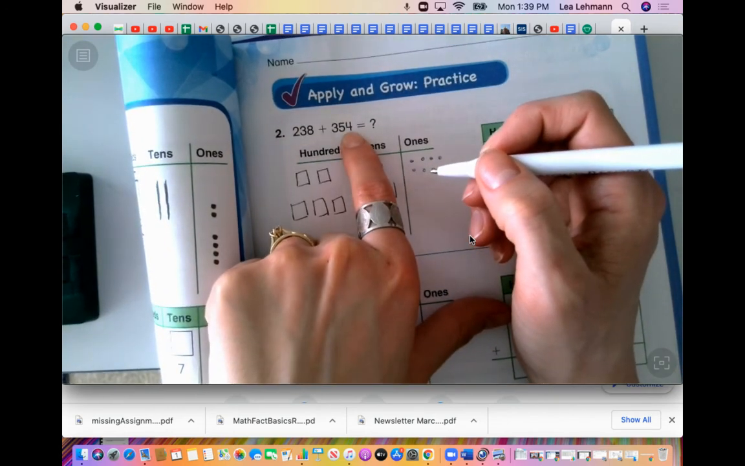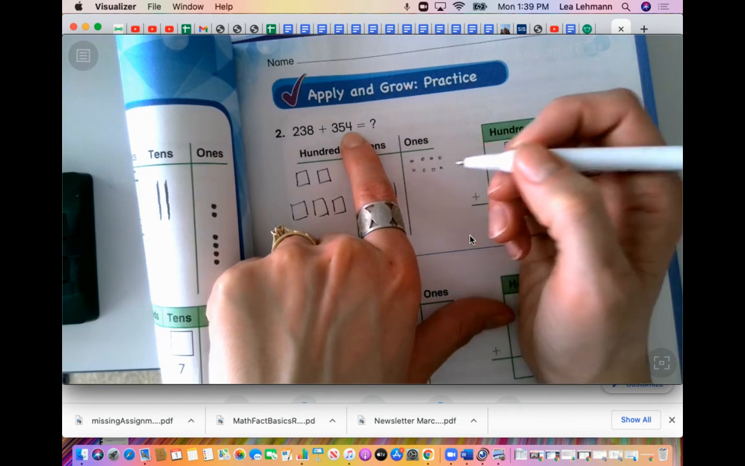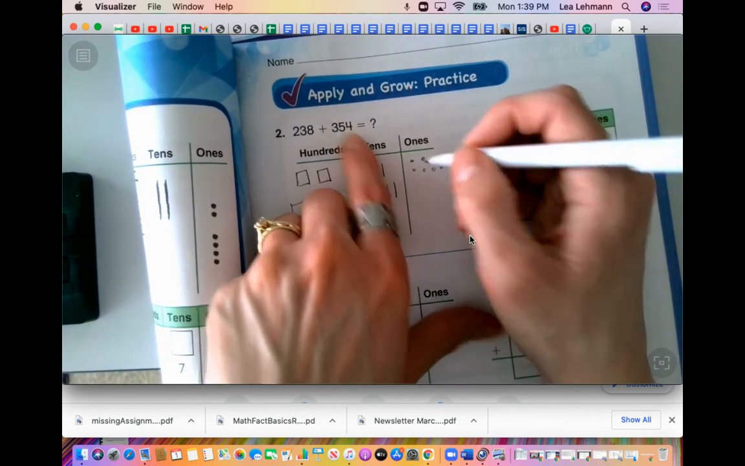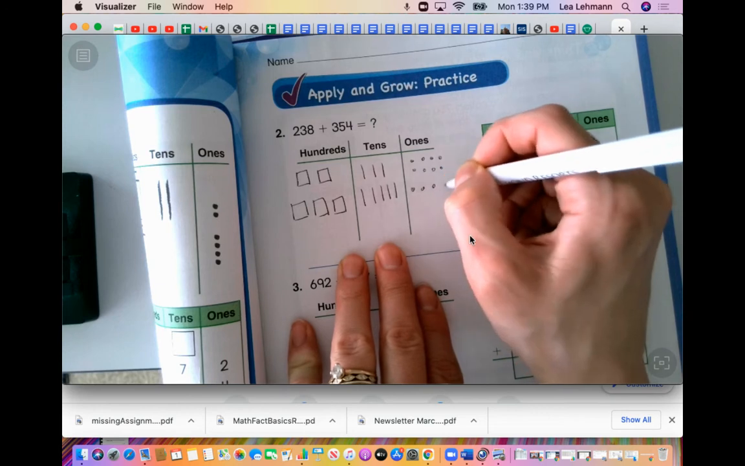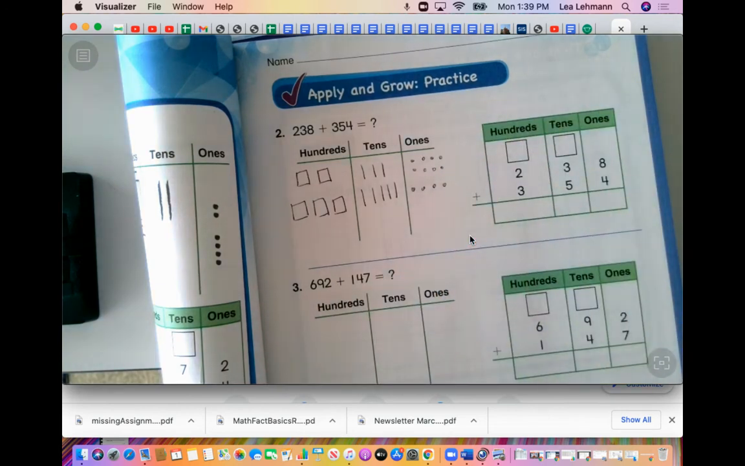Guys, let's just do our math, okay? And number 4 is in the ones place. 1, 2, 3, 4. Okay, now it's looking better. Can I regroup anything?